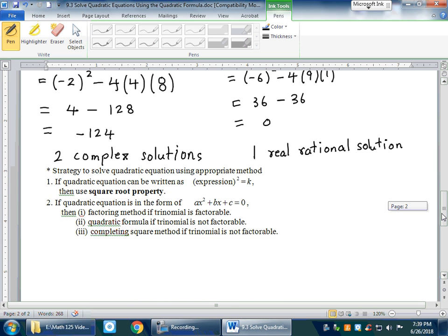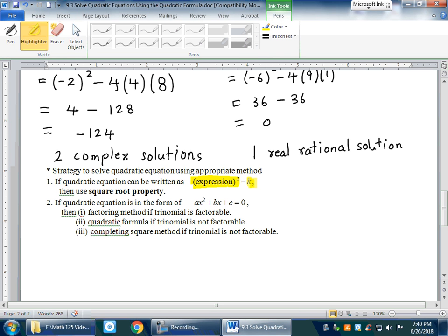So in summary, the strategy of solving quadratic equations using appropriate methods is this. First, we will always try to figure out, can the quadratic equation be solved using the square root property or not. That is, to find out, can I isolate the square term alone on one side and then a number on the other side? If I can, it's done.